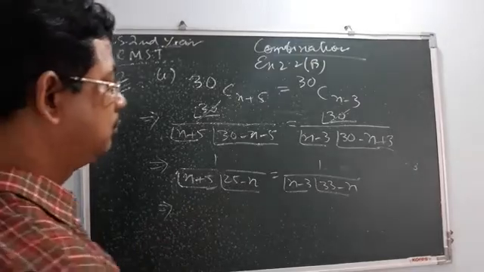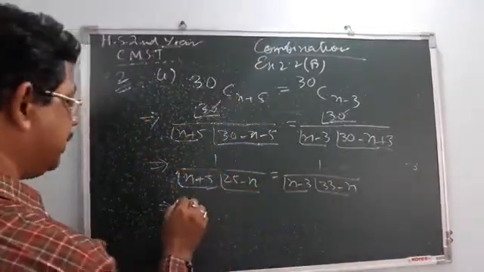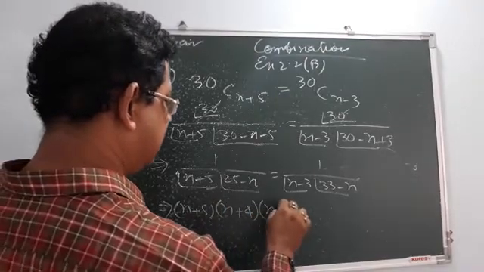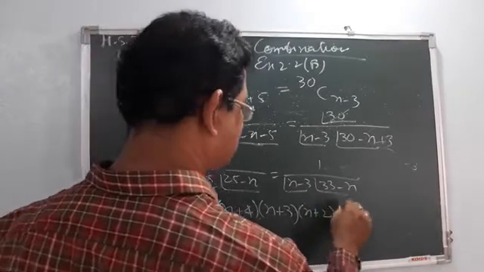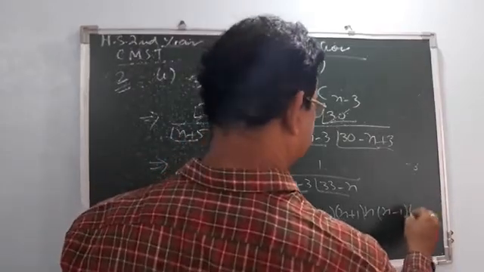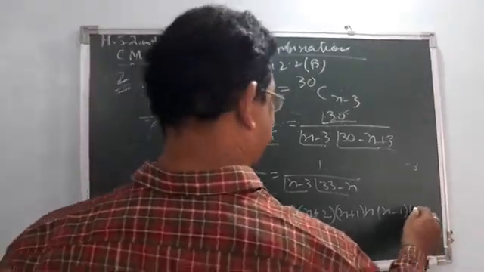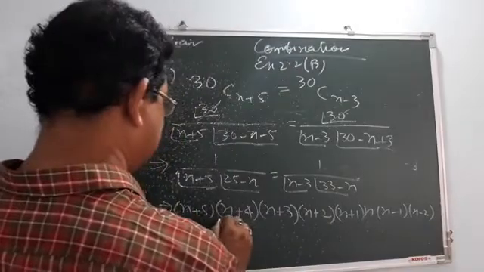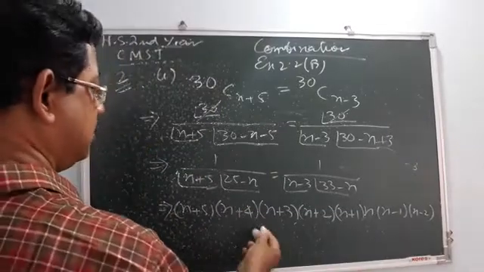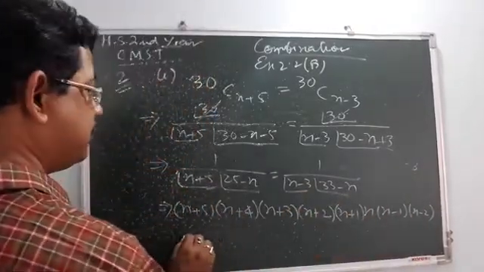Now this, if we cross multiply, this will go up, this will go up. Then n plus 5 will be n plus 5, n plus 4, n plus 3, n plus 2, n plus 1, then n, n minus 1, n minus 2. So it is a big sum. That is from n plus 5 down to this one, divided by this, and n minus 3 factorial will cancel each other.